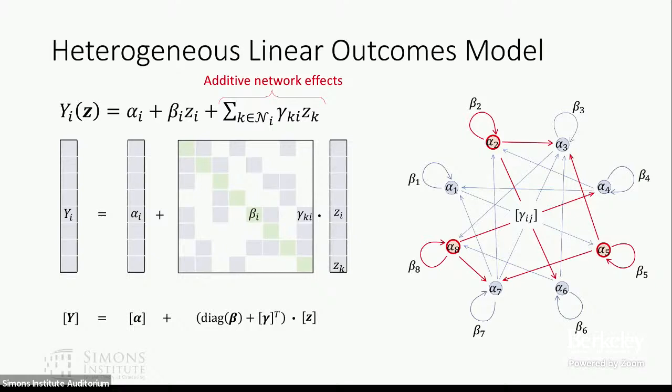And the measured outcome, let's say at node 3, is going to be its baseline alpha 3 plus the sum of all the weights of incoming red edges. So any edge that is activated, or I'm calling it red, means that the source of that edge was treated.